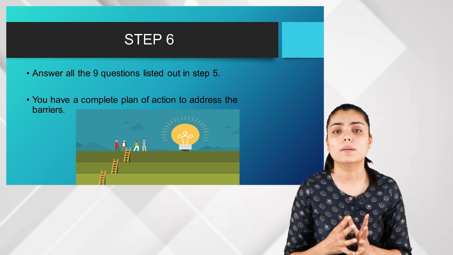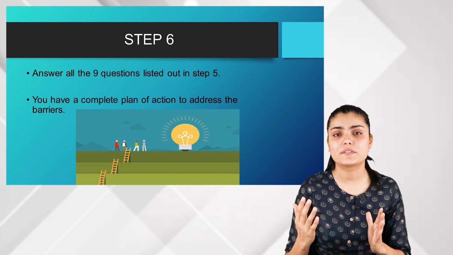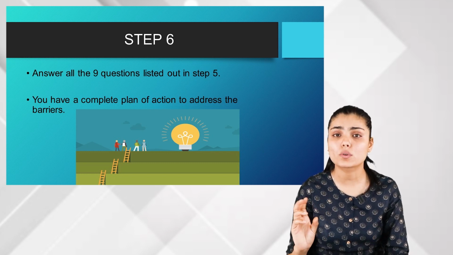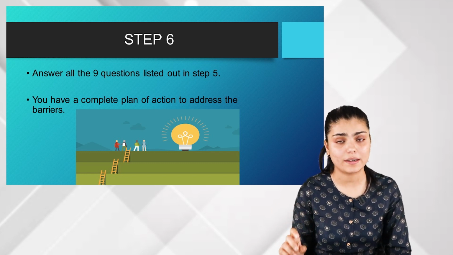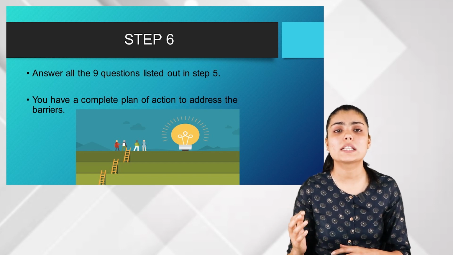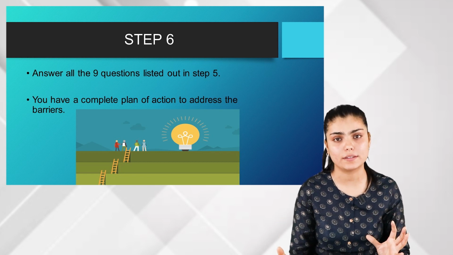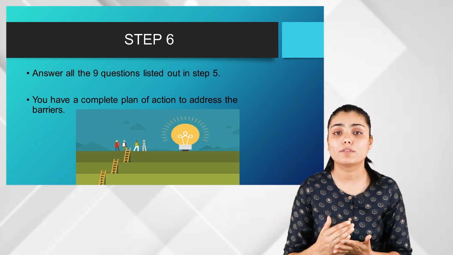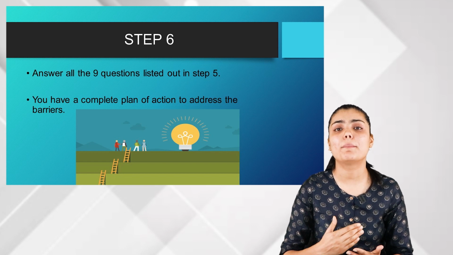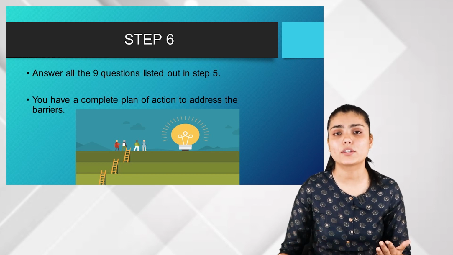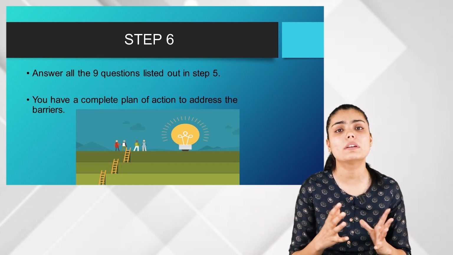Okay. In the sixth step, answers to all the 9 questions that were asked in the fifth step must be given by both the partners. So in the fifth stage, we have seen several different questions. Those questions are to be addressed one by one, right? So in the sixth step, all the answers to the questions asked in the fifth step must be given by both the partners, okay? By the end of this sixth step, you will have a completely developed plan of action to overcome the barrier in your relationship.